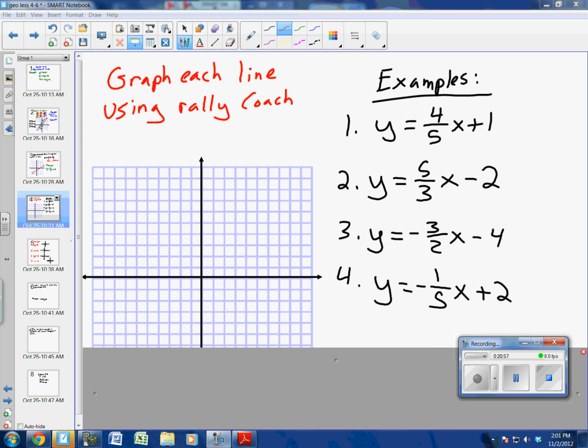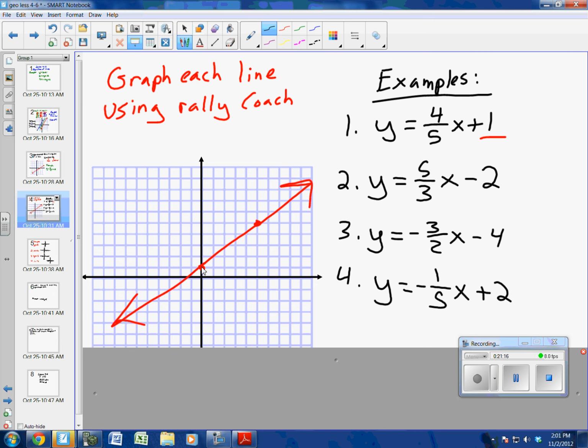All right, you guys, I'm gonna graph each one and see if you guys got them right. First one has a y-intercept of 1, because up there on 1, that's the y-intercept, right? Then from there, I'm going to go up 4. 1, 2, 3, 4, and to the right, 1, 2, 3, 4, 5, and put another point. And there is my line, right?